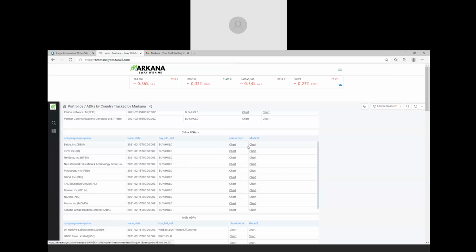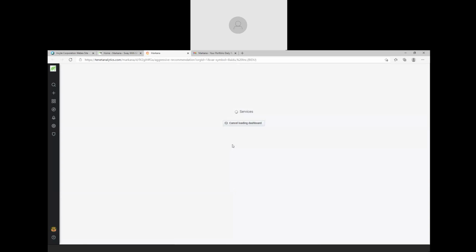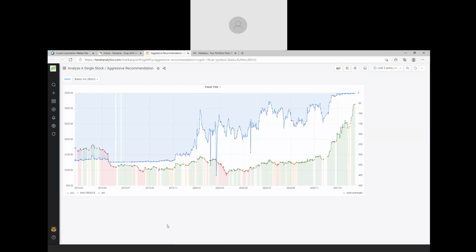So what this essentially means is what we recommend for these stocks under the various criteria we apply to those models. If you look at classic recommendation, this is a little bit more aggressive. I'm looking at Baidu's classic recommendation. What you are seeing here is the last 2 years' worth of Baidu's recommendation. Our recommendation is these dots, and here are the legends.